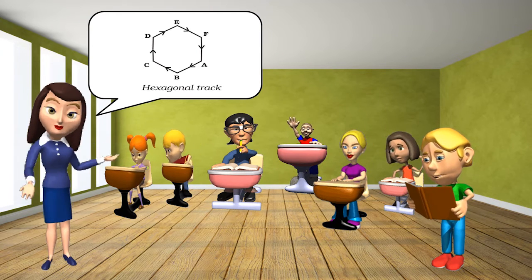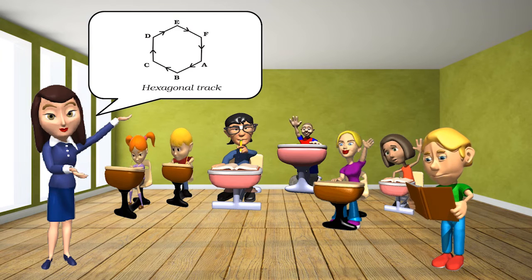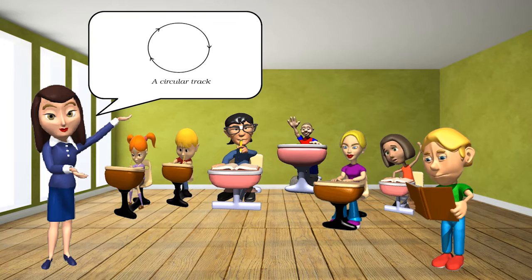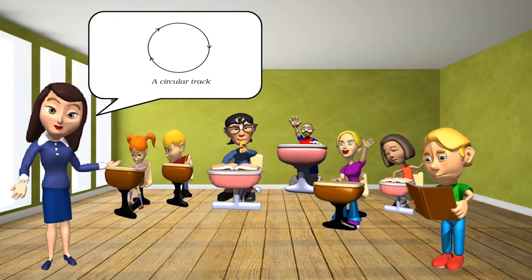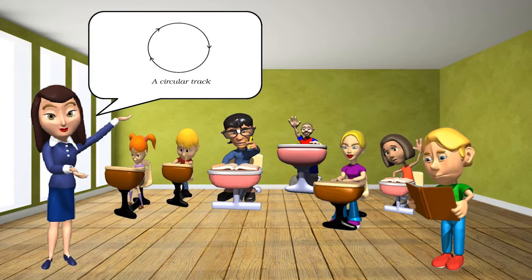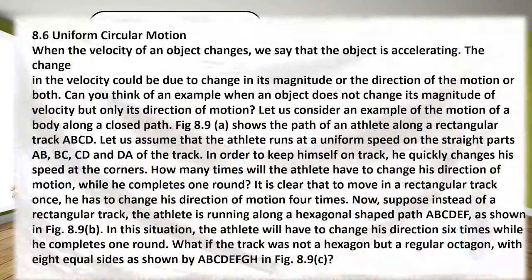Now consider figure B, a hexagon. To remain in the track, the athlete runs from AB, BC, CD, DE, EF and AF. The athlete has to change the direction of the motion 6 times. Similarly, when we consider the example of an octagon in figure D, the athlete has to change the direction of his motion 8 times to remain on the track.